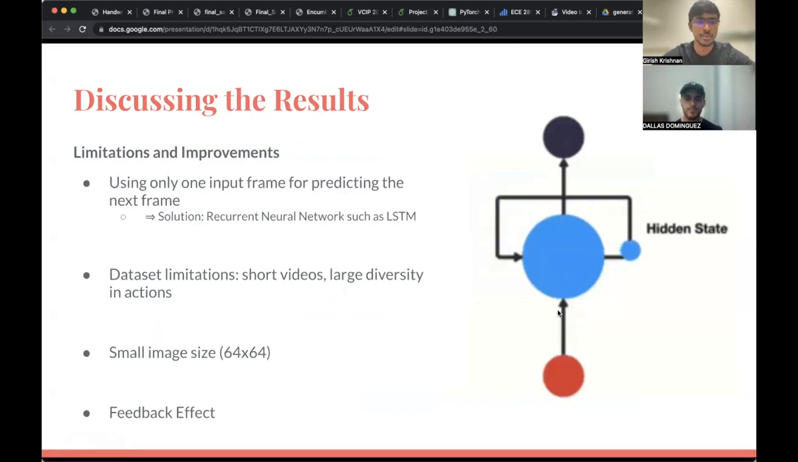Looking at some of the limitations and improvements, firstly, we use just one input frame to predict the next frame. A good solution would be to experiment with a recurrent neural network or an LSTM, which is one example. We also have dataset limitations because the videos we use for training are just about 1 to 3 seconds. They're really short videos, and the image size is also very small. We only use a 64x64 image, which is why the image looks very blurry. We also have a feedback effect, which is common with FutureGAN implementations, where the amount of error compounds as you keep predicting more frames because you're using the predicted frames as an input to predict subsequent frames.